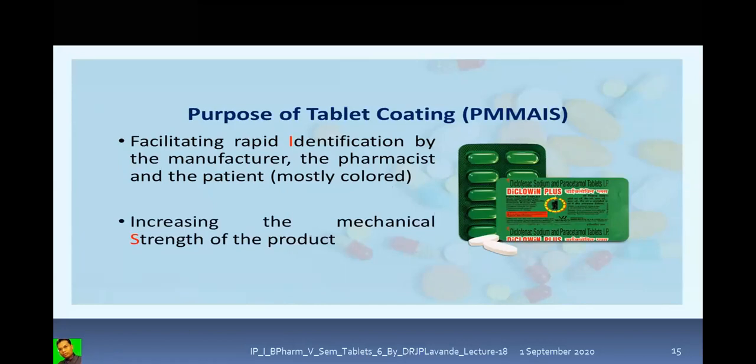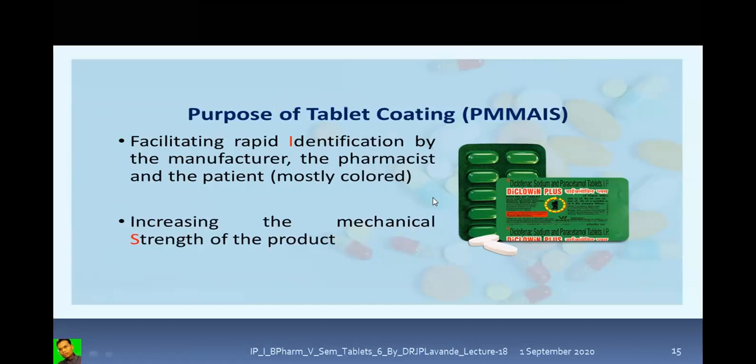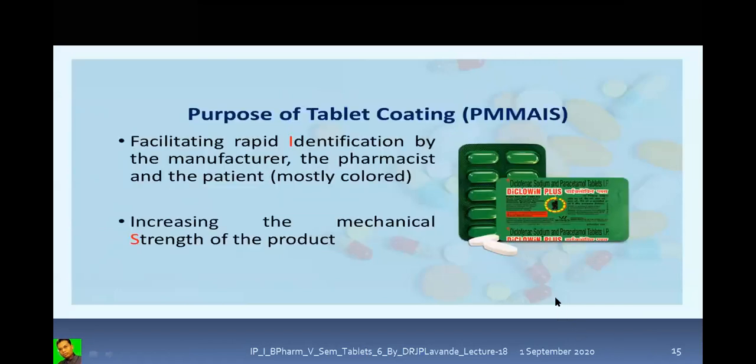Last but not the least, to give strength, right? So increasing the mechanical strength of the product. In order to improve the strength, the tablets are going to be coated ones. So all these are the reasons for which we are going for coating of the tablet. What are these? These are PMMAIS. What is P? Protection. What is M? That is the modification. What is another M? That is the masking. What is A? That is the appearance. What is I? That is the identification. What is S? It is the strength.